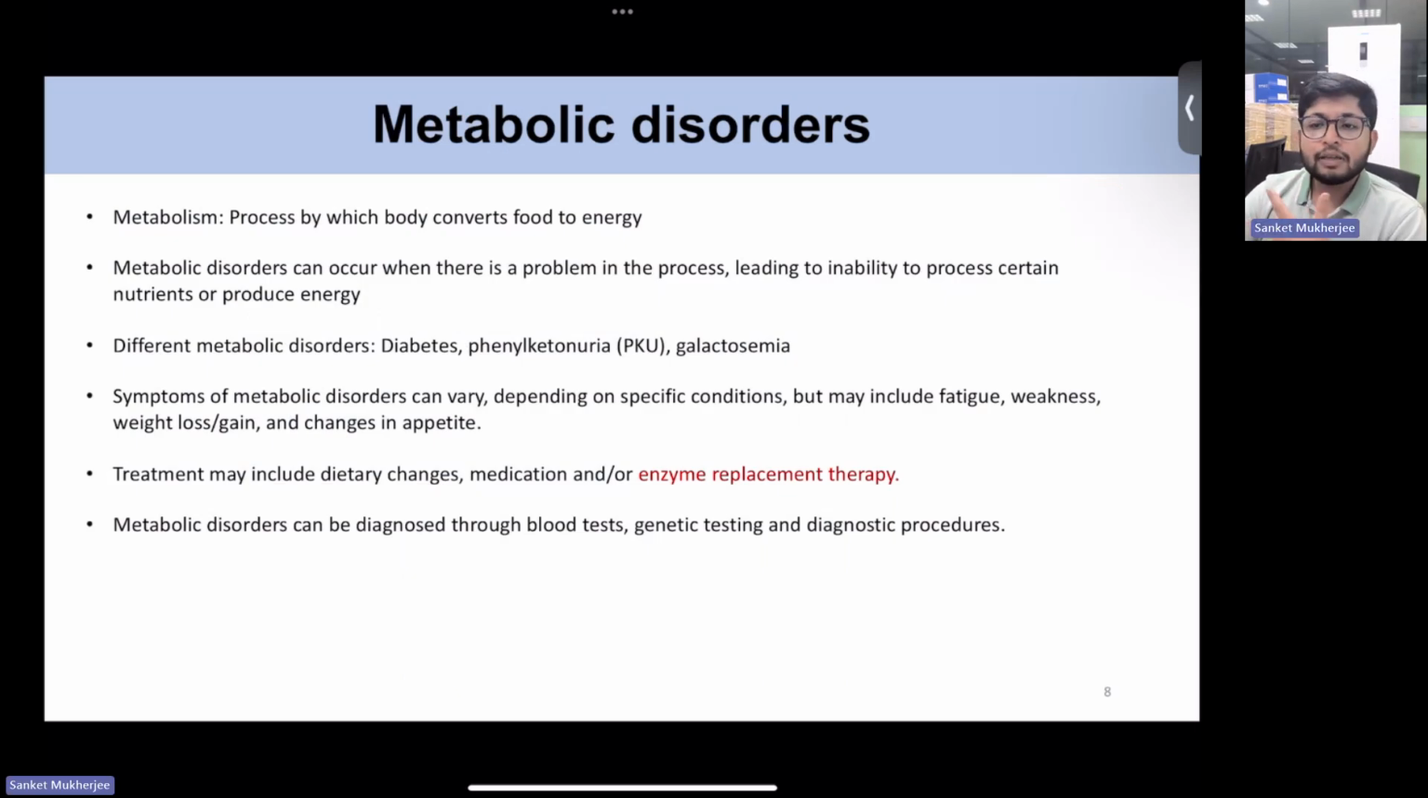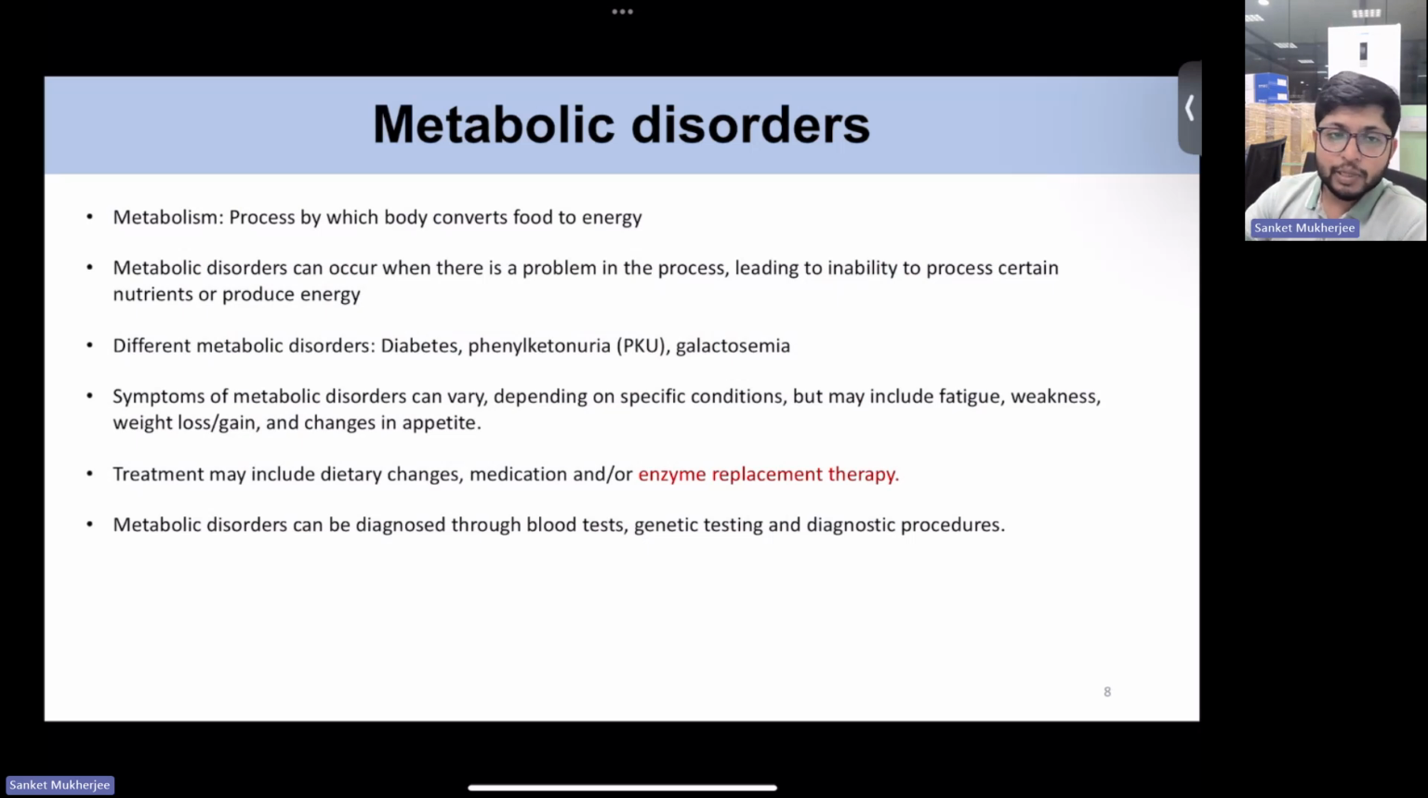Now, talking about metabolic disorders, metabolism is the process by which the body converts food to energy. A metabolic disorder can occur when there is a problem in this process, leading to inability to process certain nutrients or produce energy. Different metabolic disorders like diabetes, phenylketonuria, and galactosemia are known.